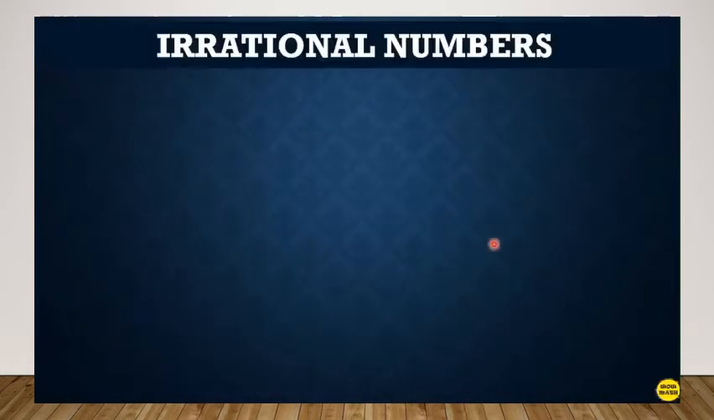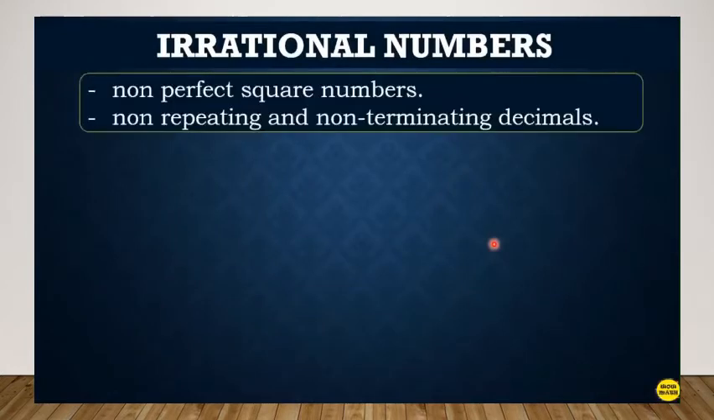Next, how about irrational numbers? So, what are those irrational numbers? So, one example of this is yung mga non-perfect square numbers. So, kagaya kanina, yung mga given natin, all perfect squares yon. That's why those are all considered rational numbers.